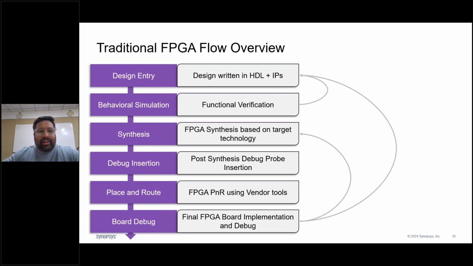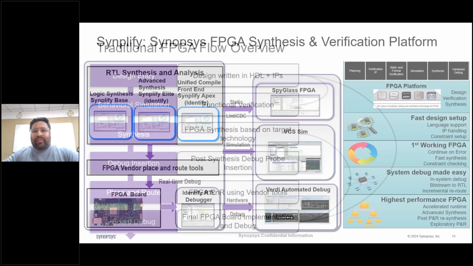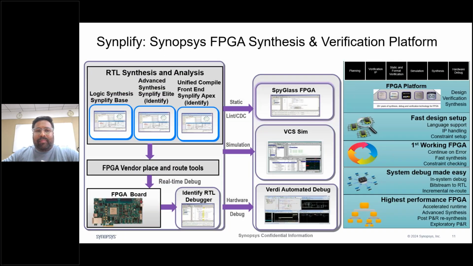And as you see, all the steps are interconnected and will help you go back and do the iterations. So we need a toolset which will be helpful at each step. To address these challenges and looking at this flow, Synopsys has a comprehensive set of tools which can form a complete platform for your FPGA-based design, planning, verification, till your hardware debug. So this is the comprehensive platform Synopsys offers.